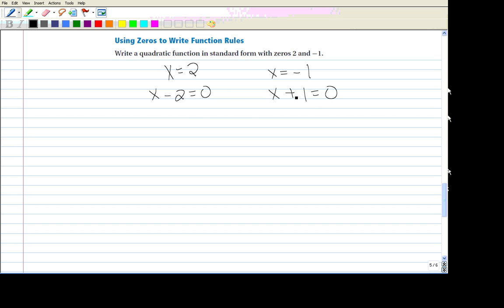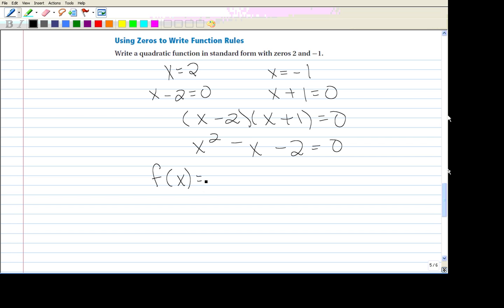I have two factors that are equal to 0. So now I can put these things as factors. Can FOIL this out, you'll get x squared, so plus 1x minus 2x is negative x, negative 1x, minus 2 equals 0. Therefore my function is x squared minus x minus 2.